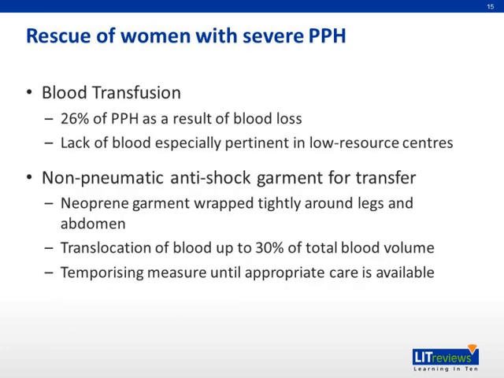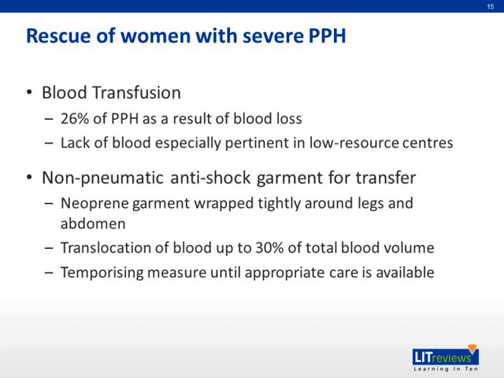Now we go on to talk about the rescue of women with severe PPH. This is used more likely in locations where there are low resources, and help with tertiary centers with modern equipment is far away. We note that 26% of PPH is as a result of blood loss, and therefore blood transfusion is definitely required when severe PPH happens. But in low resource centers, we find that there is difficulty in getting sufficient blood products to enable the treatment of PPH in such women.